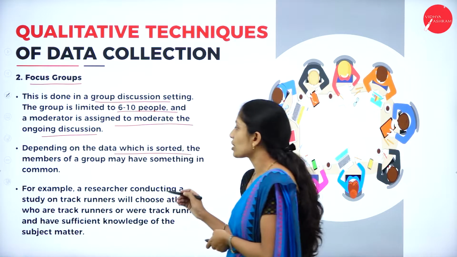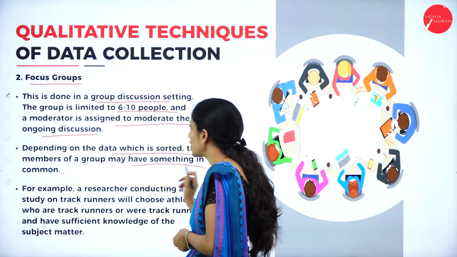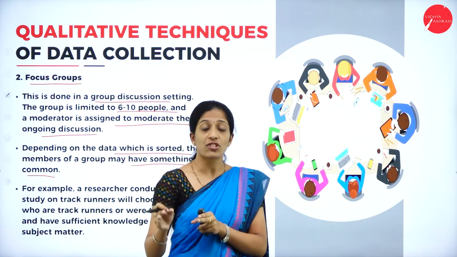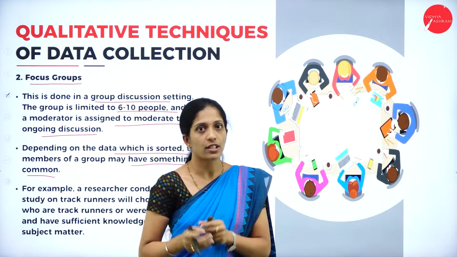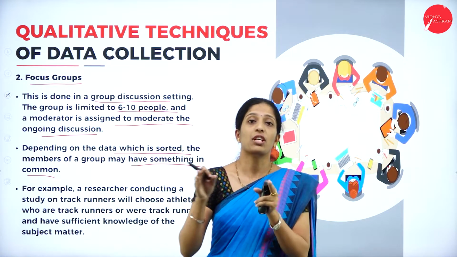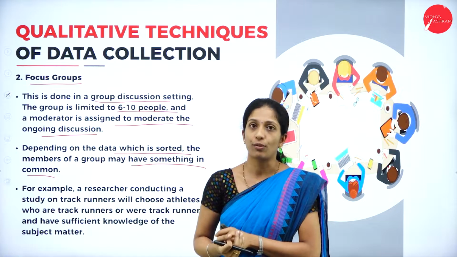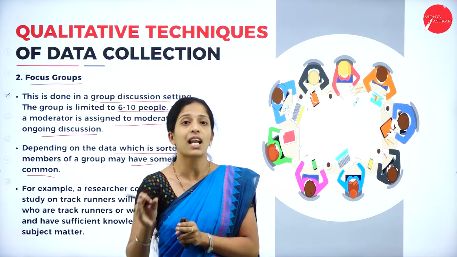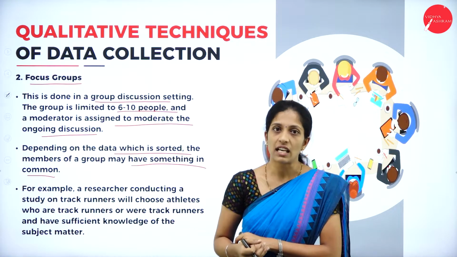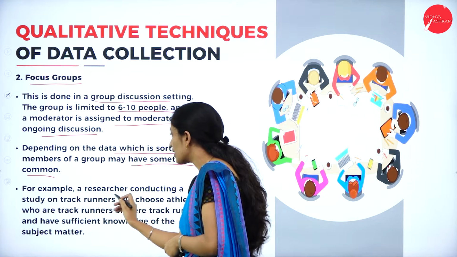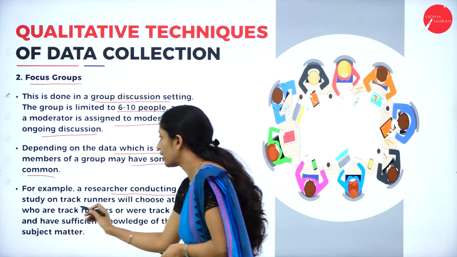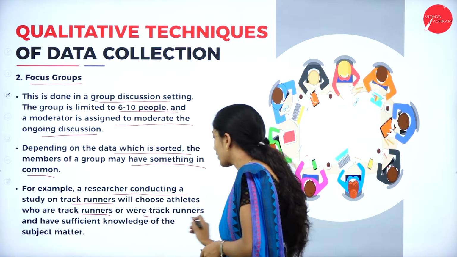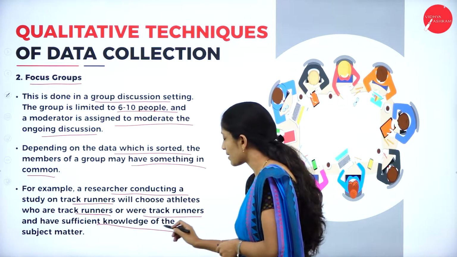Depending on the data which is sought, the members of a group may have something in common. Now I have told you, select the focus group carefully. Depending upon their nature as well as similarity, the researcher is going to collect the information from that focus group. So, among the focus group, similar nature as well as similar attitude or similar behavior has to be there. Then only the researcher can collect the exact information. For example, a researcher conducting a study on track runners, that is athletes, should choose athletes who are track runners or were track runners and have sufficient knowledge of the subject matter.